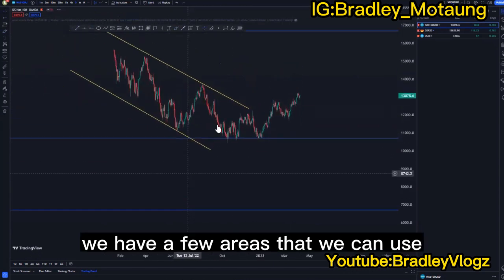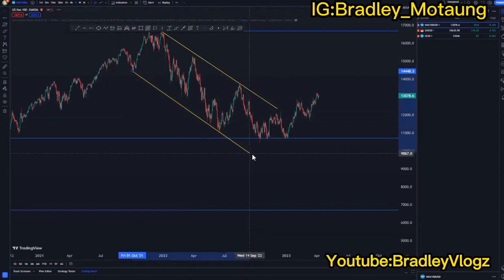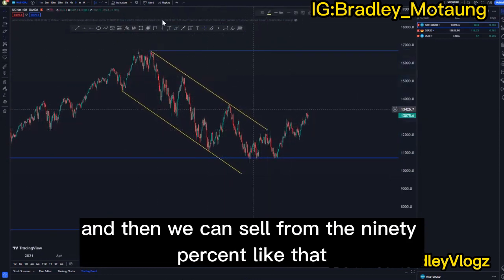And then on the daily time frame, we have a few areas that we can use. And then what I'm thinking is that we can have buys up until we hit the 90%, and then we can sell from the 90% like that.